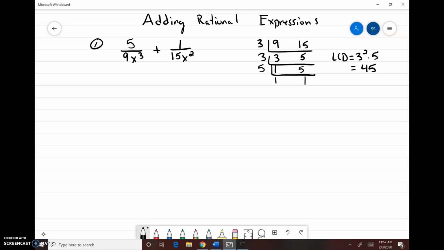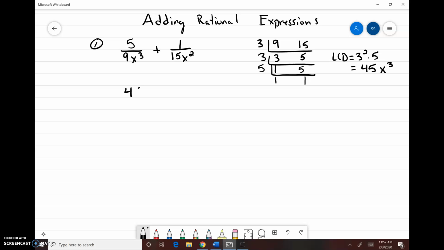Now, number-wise, my LCD is 45, but remember, when it comes to the variables, you have to take the highest power that you have. So we have an x cubed and an x squared. So then we need to take the highest one, so we need to take x cubed. So my LCD is 45x cubed. All right, so now that is going to become our new denominator.